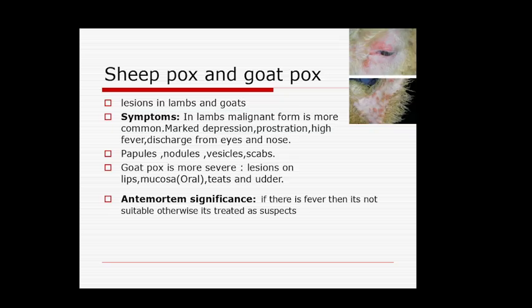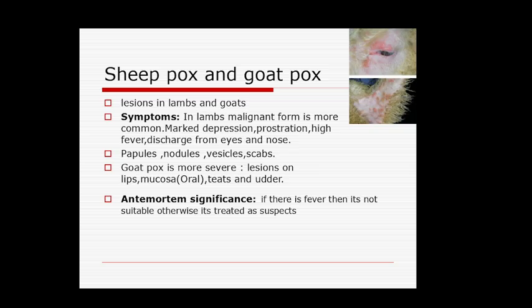Next we have sheep pox and goat pox. Here you can see the lesions in lambs and goat. There are vesicles and scabs all over the face and from the eyes, nose, and the mucosa, teeth, and others. Basically, goat pox is more severe as compared to sheep pox.